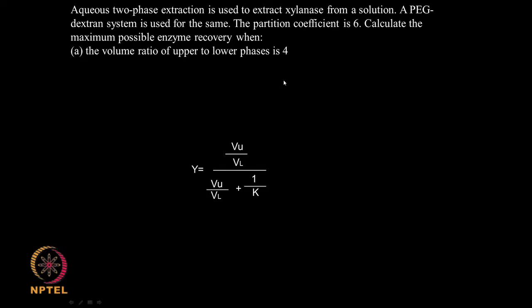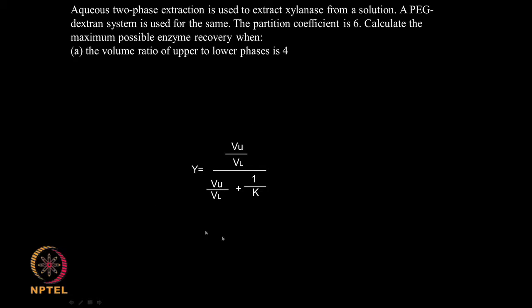So, let us look at two problems, very important. Aqueous two-phase extraction is used to extract xylanase from a solution. A PEG dextran system is used. The partition coefficient is 6. Calculate maximum possible enzyme recovery when the volume ratio of upper to lower phase is 4.